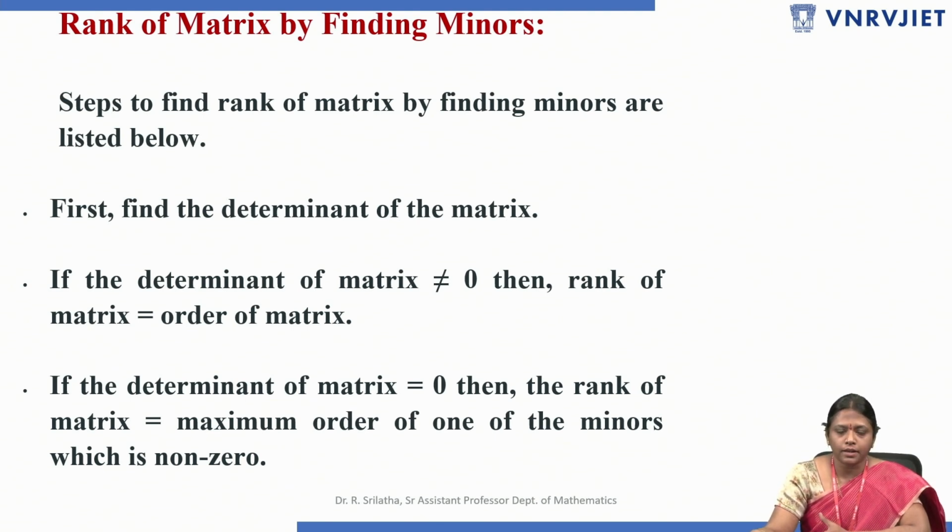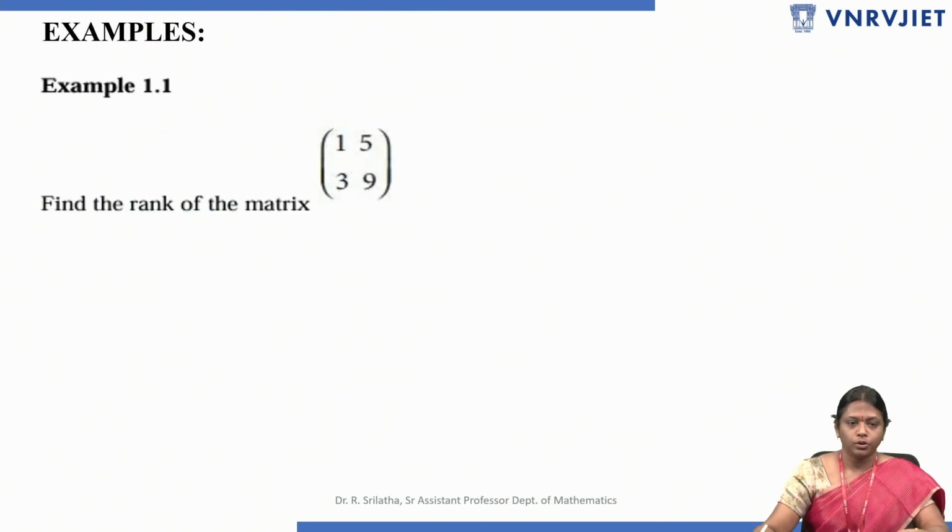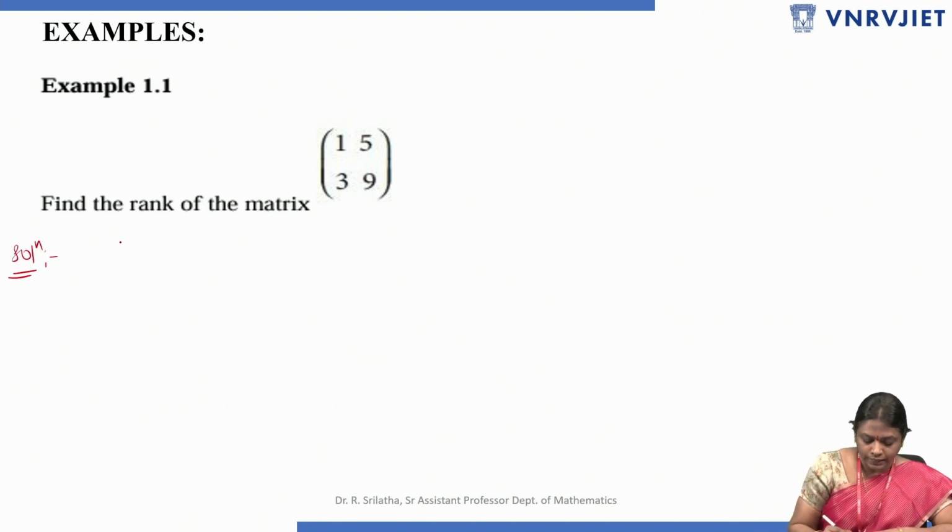If the determinant of the matrix is not equal to 0, in that case directly we get the rank as the order of the matrix. If this determinant is equal to 0, in that case the rank is equal to the maximum order of the minors which is non-zero. So whenever we need to find the rank of a matrix by using the minors method, you need to keep in mind all these three forms. Now we learn how to find the rank of a matrix by using minors. So we need to take the given matrix here.